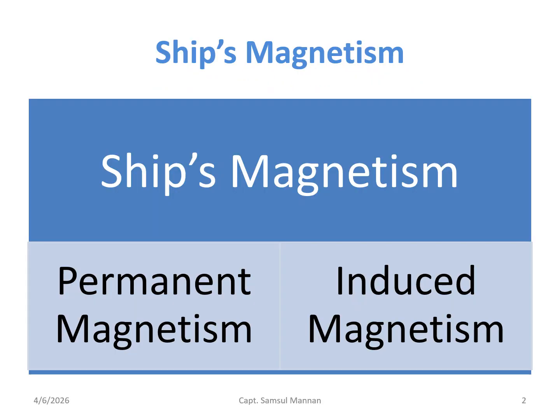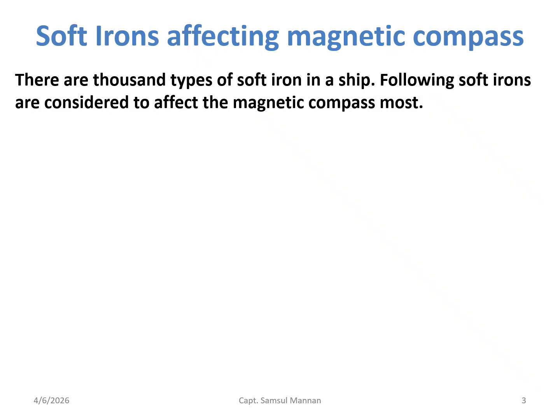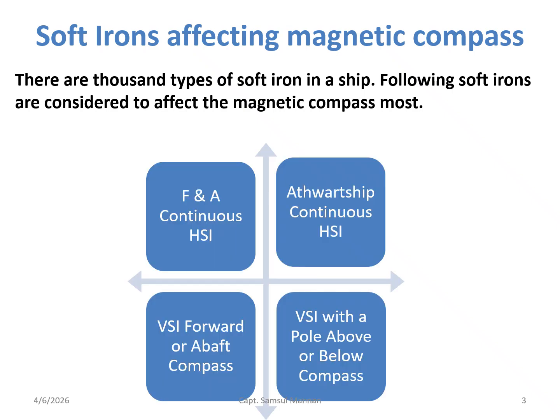Let's do a small recap. We already know that on board ship we have got two types of magnetism. One is permanent magnetism, another one is induced magnetism. Induced magnetism acts on soft iron, and on board ship we have got thousands of pieces of soft iron. However, these are the following soft irons which impact our magnetic compass most.